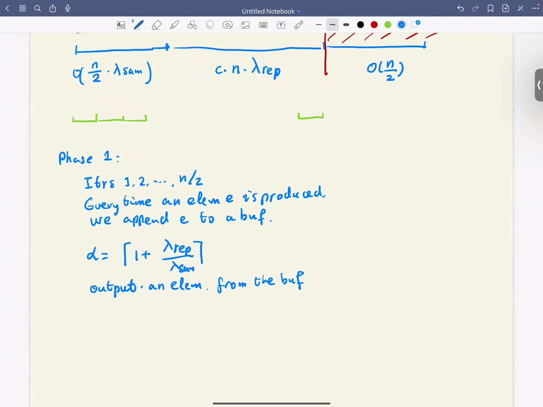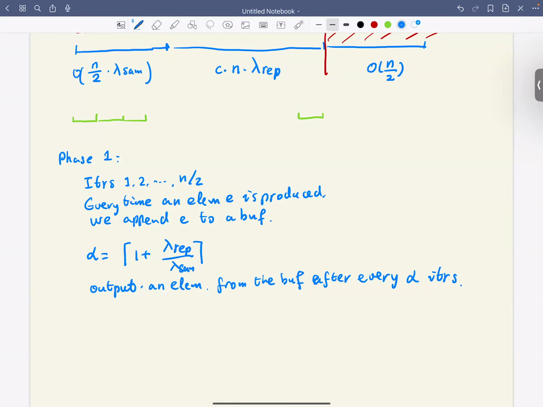Okay, from the buffer after every alpha iterations. So that completes the description of phase one. Okay, so once again, if you do not mind the output part, phase one runs in exactly the same way as before, except that the elements that you produce are appended to a buffer. You see what I'm saying?